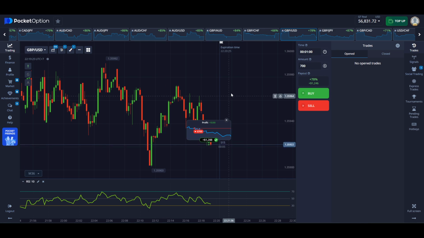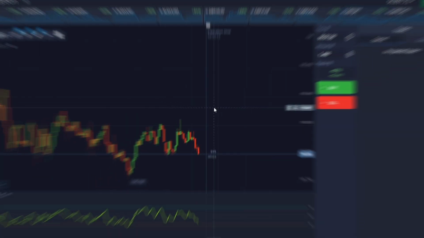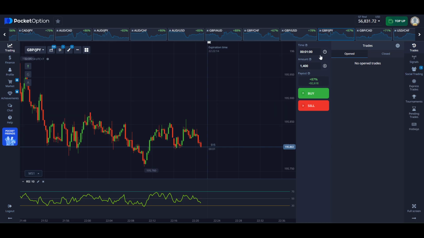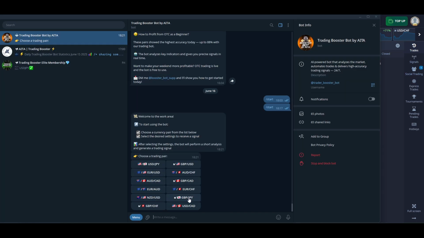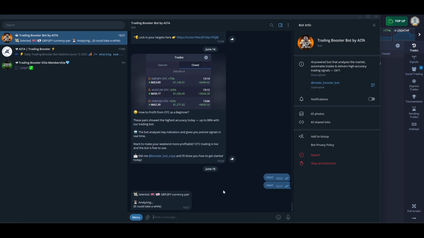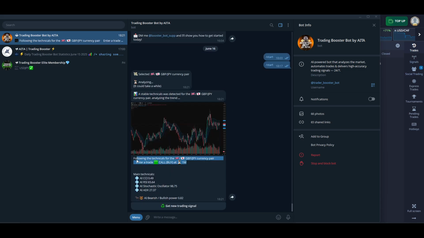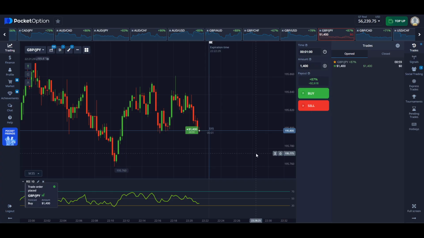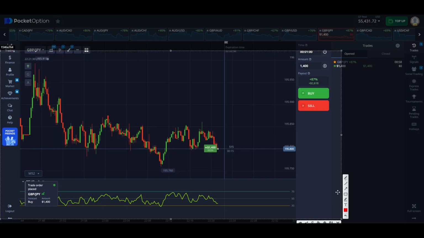Now let's look at a final example, and I'll open my trade for $1,400. I want to make my final trade on the pound sterling to Japanese yen currency pair. I go to the booster bot, select this currency pair, and set the trade time to 1 minute. And I get a buy signal. And right from here, I open a buy trade.